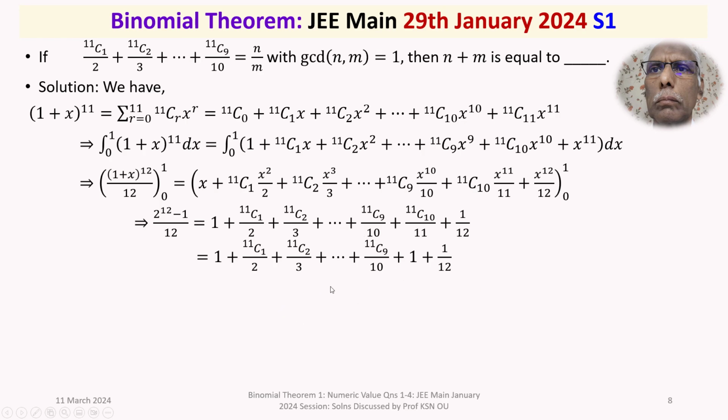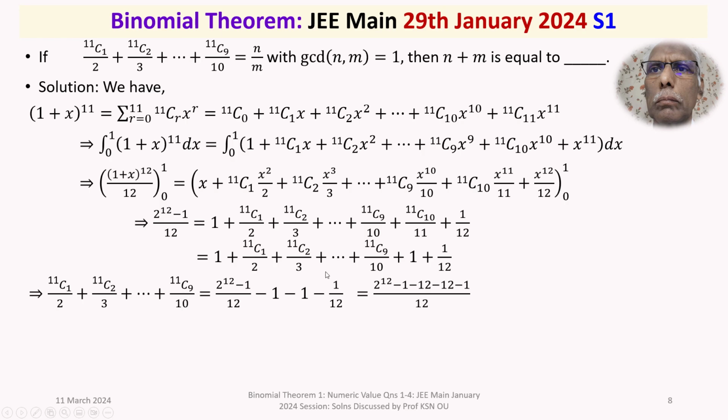Now we want this one. We want this. So this will imply 11c1 by 2 plus 11c2 by 3 plus etc. plus 11c9 by 10 is equal to the left hand side, that is (2 to the power of 12 minus 1) by 12 minus 1 minus 1 by 12. Now take the LCM and simplify. You will get 4070 by 12, and there is a common factor, namely 2. Cancel that. Now there is no common factor between the numerator and denominator. 2035 by 6, there are no common factors.